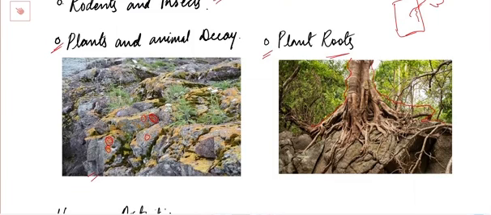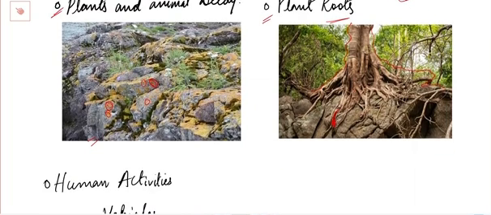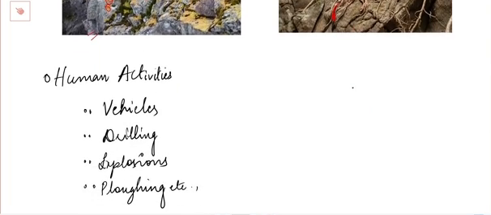This is due to the roots, and due to the plant which grows on the rock, there is cracking. The roots help in cracking the rock, and they enter deep into the rock and make the rock break. So this is what happens due to biological weathering, which plant roots help in. Then now see what are the human activities involved in weathering.